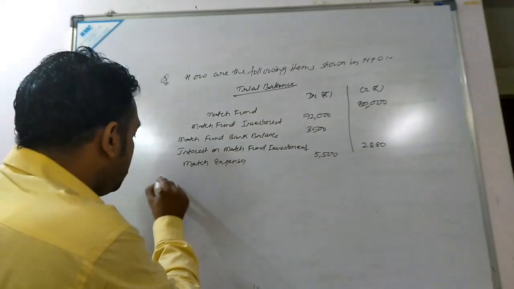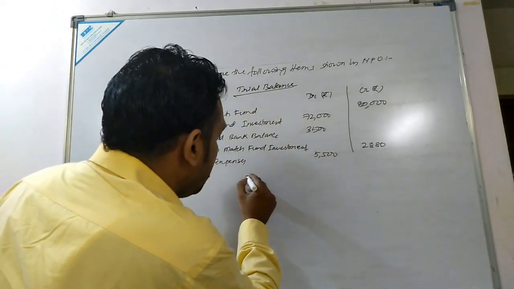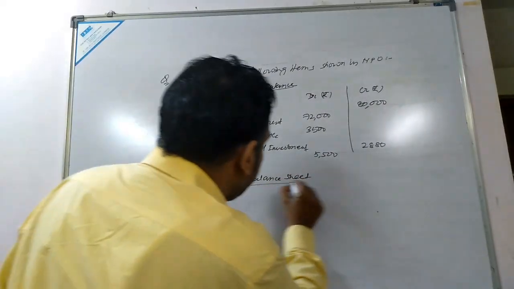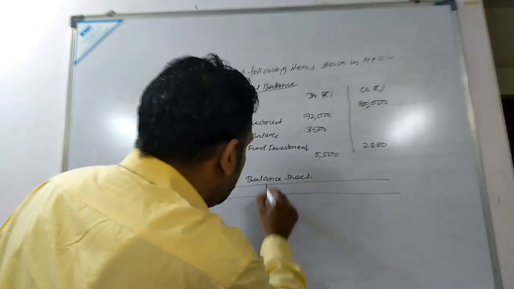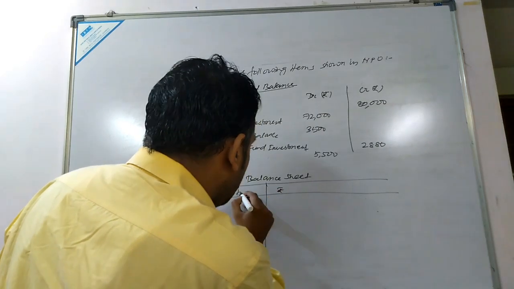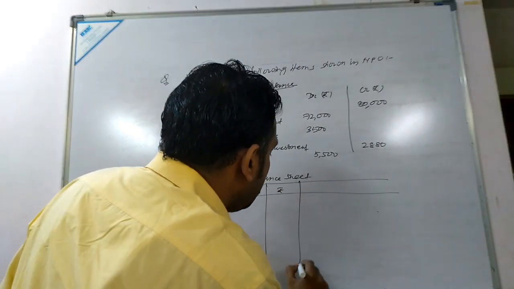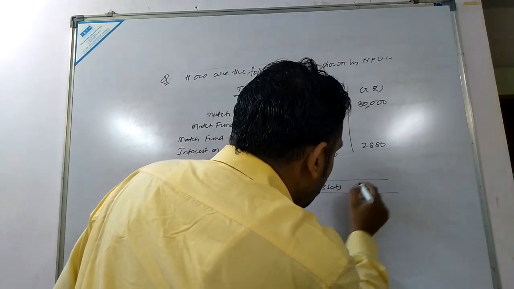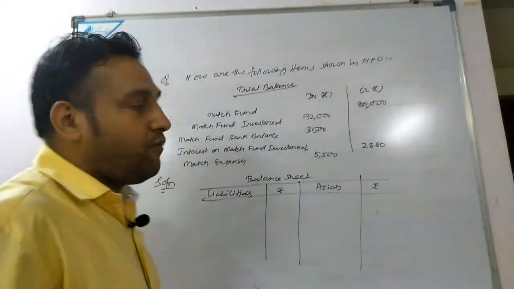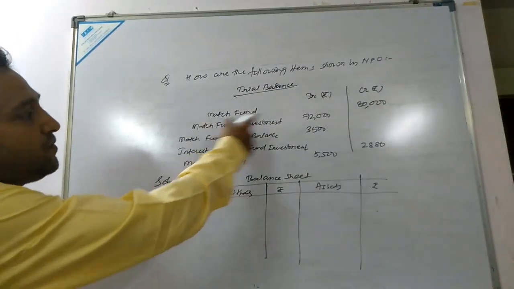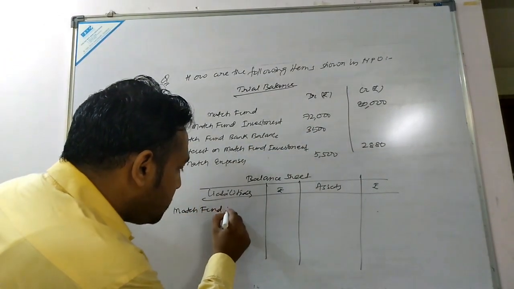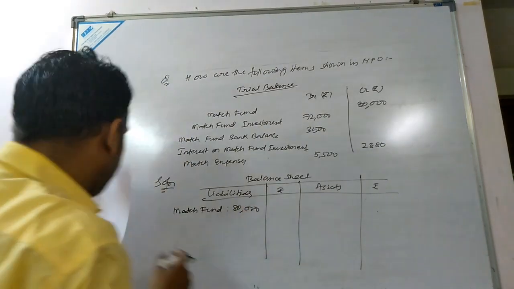So how is the solution? We can see. Again we have to prepare the balance sheet, with two sides: liabilities and amount, then assets and amount. Remember, here we are not required to match the balance sheet. We only have to see the effect on the balance sheet. So first, match fund, which is given as 80,000. So first of all, we write match fund, 80,000.